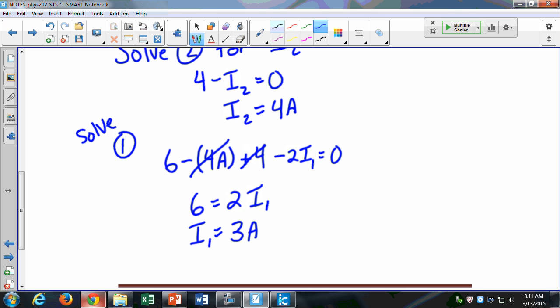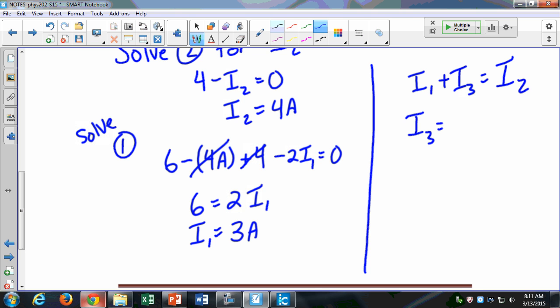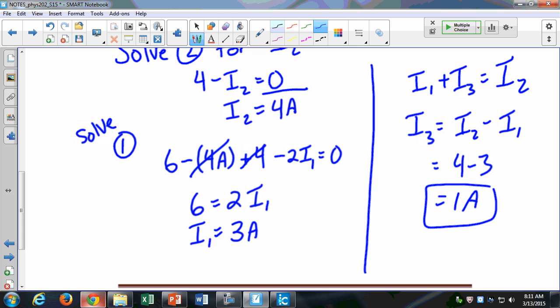And now that I know I1 and I2, I can just plug those into the junction rule. I have I1 plus I3 equals I2. So I'm looking for I3, which is going to equal I2 minus I1. What's here? 4 minus 3 equals 1 amp. So those are my three currents, I2, I1, and I3. That's a pretty simple system of equations.